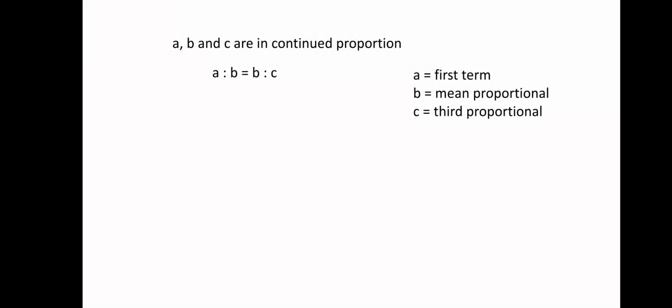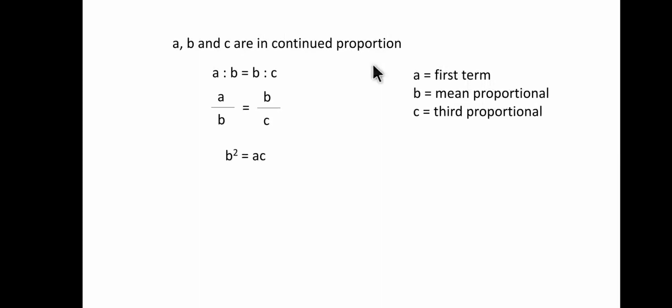So we can write these ratios as A by B equals B by C. Now if we cross multiply, B and B give us B squared and A times C gives us AC. So B squared equals AC becomes the expression for the continued proportion. If there are three terms, then B squared equals AC is the condition which holds true if they are in continued proportion.